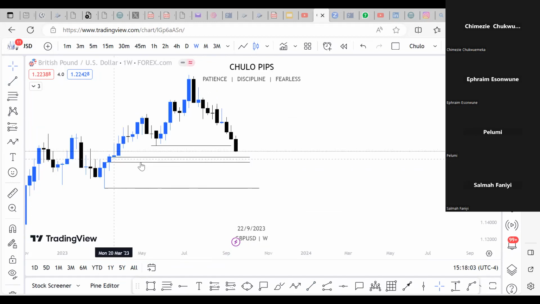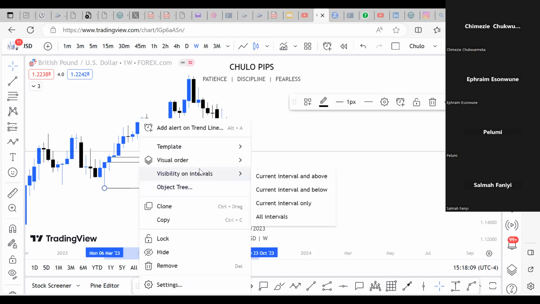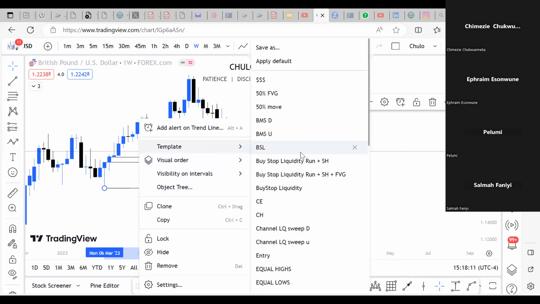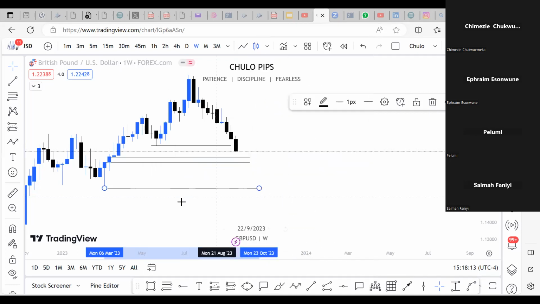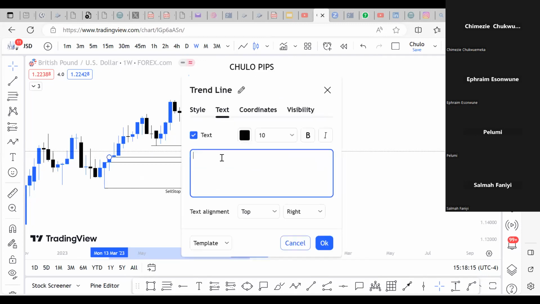So this weekly fair value gap here and this sell stop here. Let me just label this sell stop liquidity, and weekly FVG.